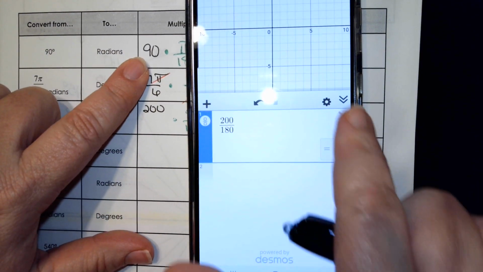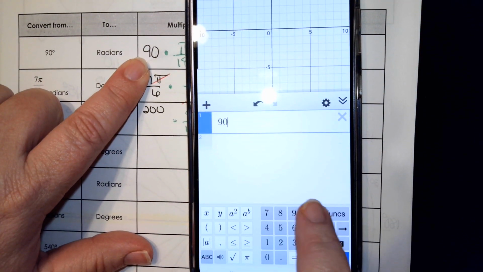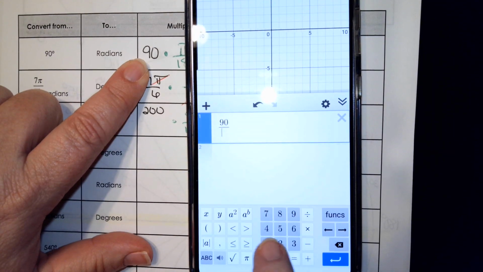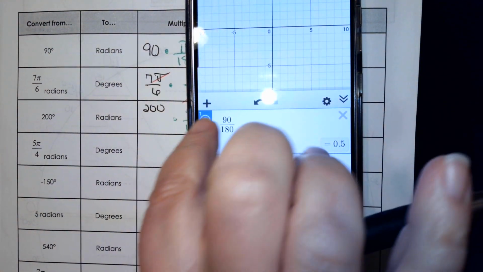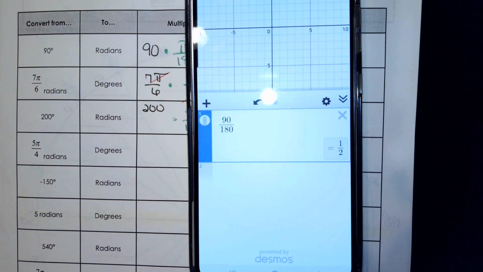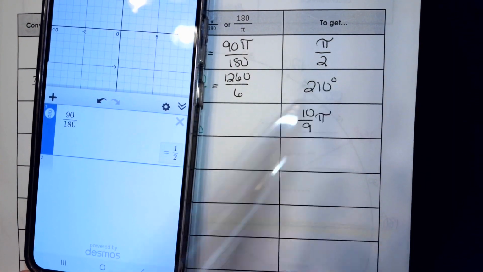So like right here, I would have said 90 divided by 180. Hit that fraction button. And I get 1/2, or 1 pi over 2.